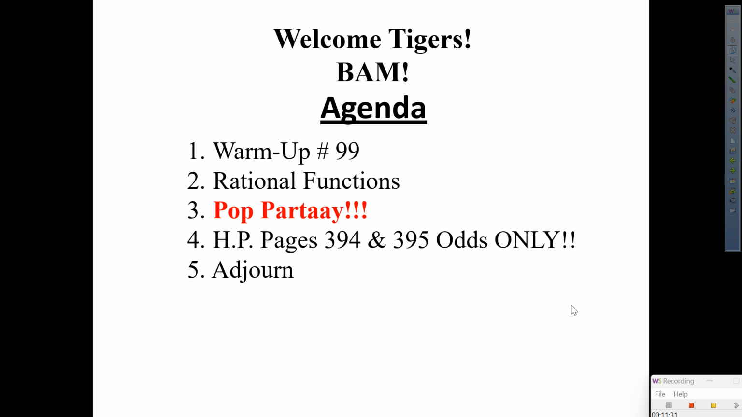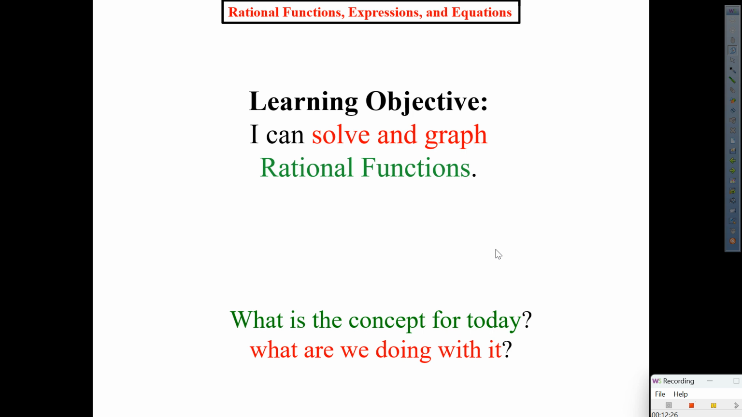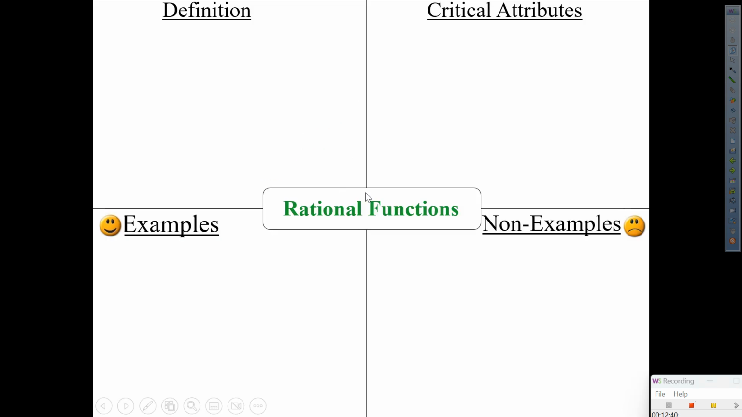Get a Cornell note ready, please. All right, y'all ready? Here we go. I can solve and graph rational functions. So in your Frayer model, what's our new concept for today? Rational functions. So write that in there: an equation that contains one or more rational expressions. Rational functions are an equation that contains one or more rational expressions.